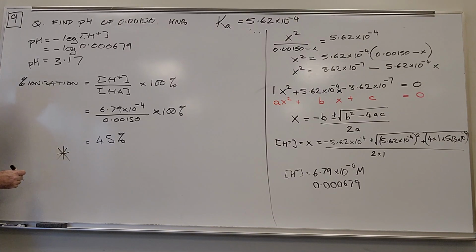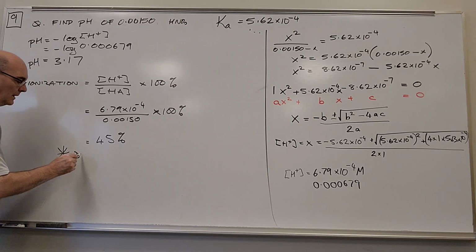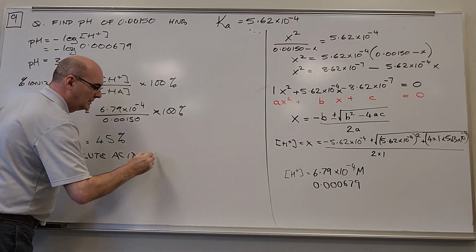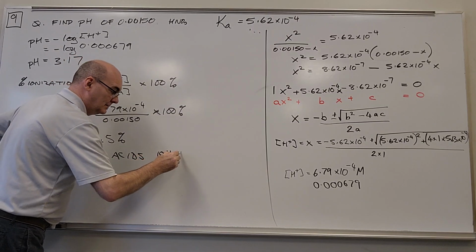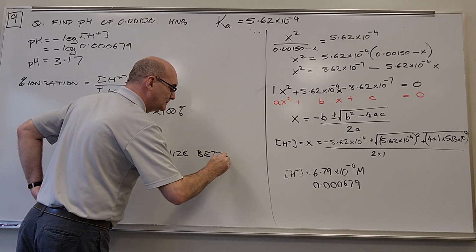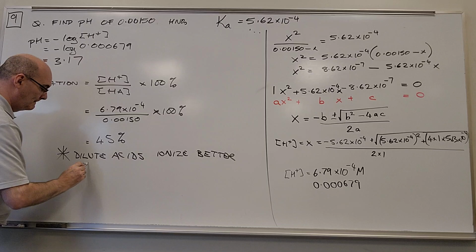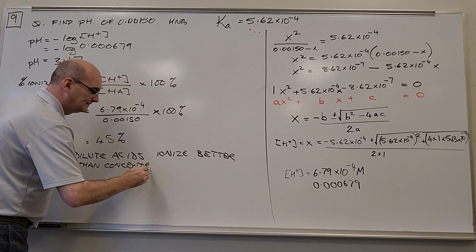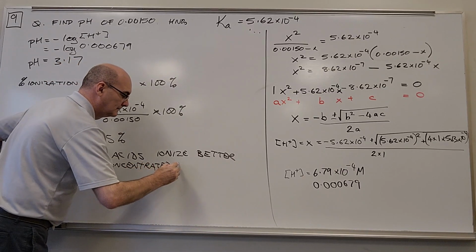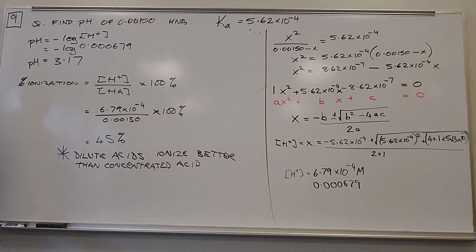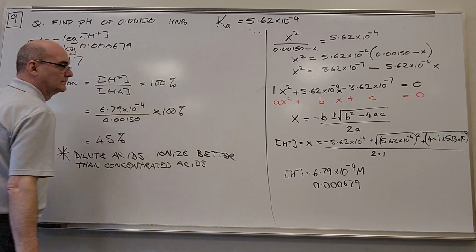Here's the thing that not everybody appreciates. Dilute acids ionize better than concentrated acids. And why was that? They're able to solvate better. Because they have more water to solvate with. Okay.